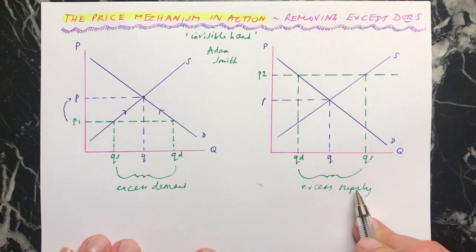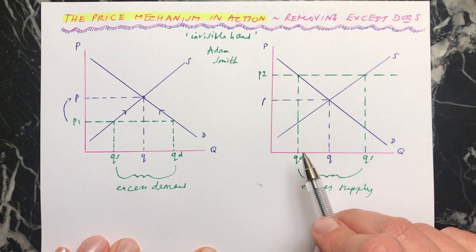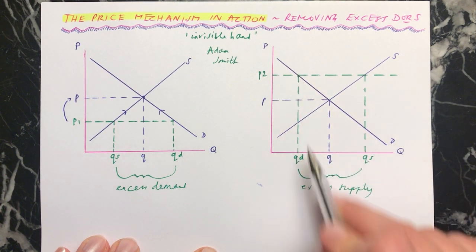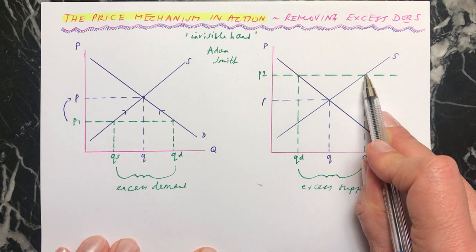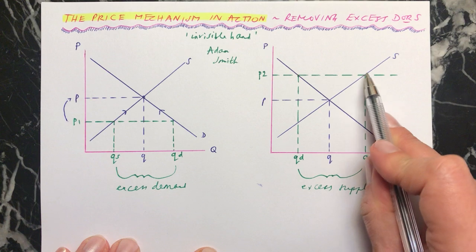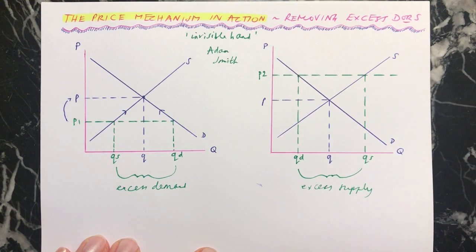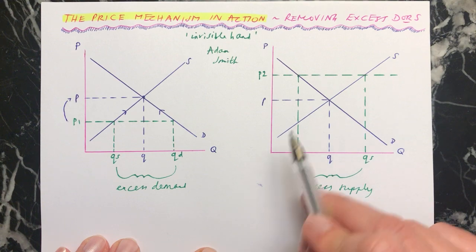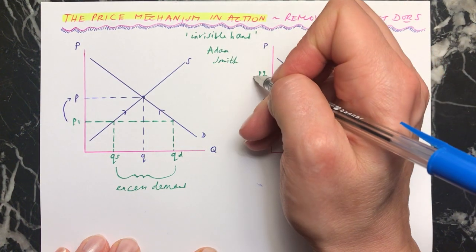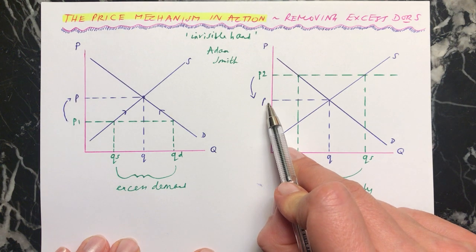If we look at the other situation with excess supply, you can see here that our quantity demanded is less than our quantity supplied when the price is above the equilibrium price. More firms want to supply than people want to demand because the price is too high. Therefore, what will happen is slowly the price will decrease towards the equilibrium price.